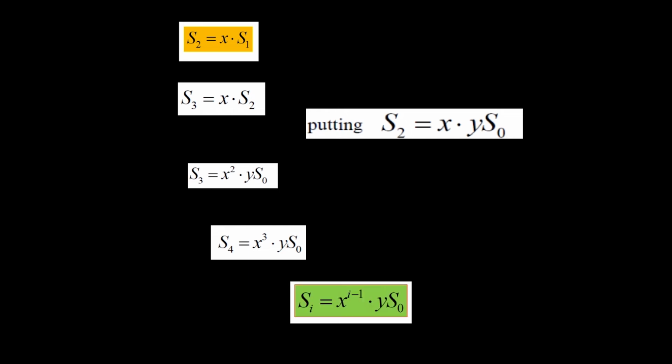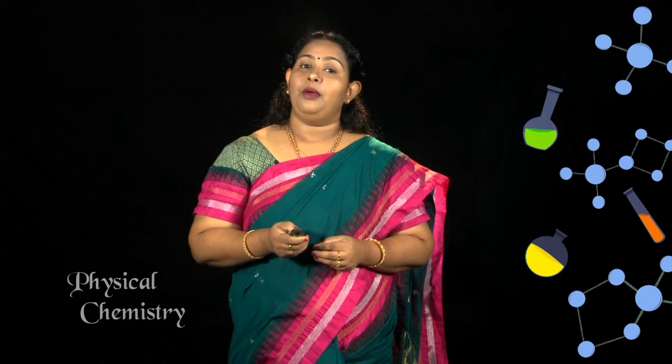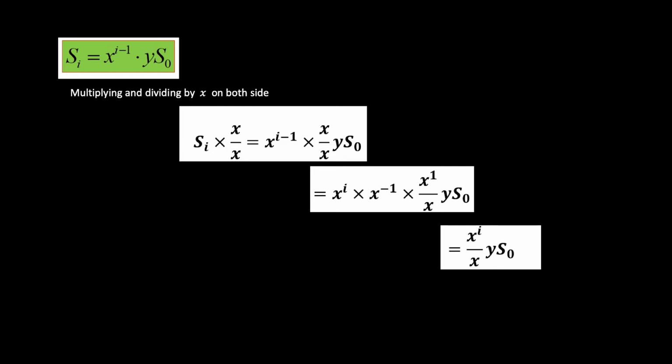So, Si can be written as Si is equal to X to the power i minus 1 into Y S0. Multiplying and dividing by X on both sides, that is Si into X by X is equal to X to the power i minus 1 into XY S0 divided by X, we get X to the power i into X to the power minus 1 into X to the power 1 Y S0 divided by X. X to the power minus 1 and X to the power 1 cancel off. Then we get X raised to i Y S0 divided by X. Substituting Y by X as C in the above equation, then Si becomes equal to X to the power i into C into S0.